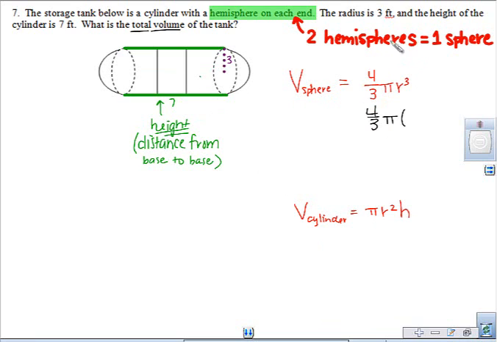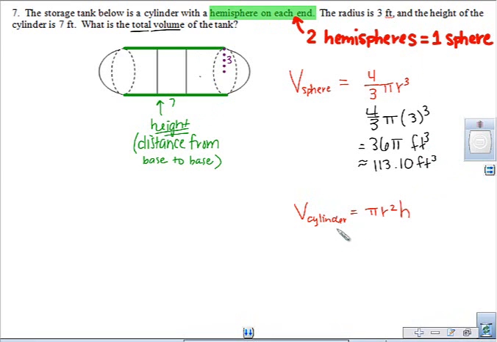The radius, we were told, is 3, and that is cubed. So 3 cubed times 4/3. Again, this one does not give you a decimal, so you could leave it as 36 pi. Or as a decimal, that would give you approximately 113.10. And again, that would be in feet cubed.